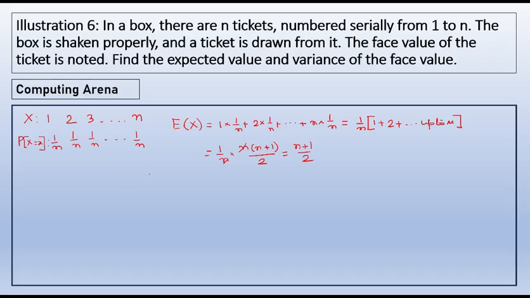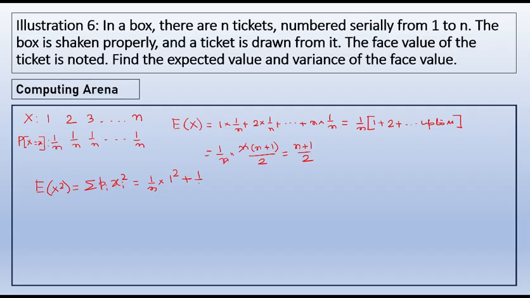Next, because they have asked us to compute the variance, one step of computing the variance is that we know expectation of x square will help us to solve the variance. So we come to the expectation of x square. Let us write the formula first: this is equal to summation of probabilities pi multiplied by xi square, that means the square of the values. So the first value is 1 by n multiplied by 1 square.